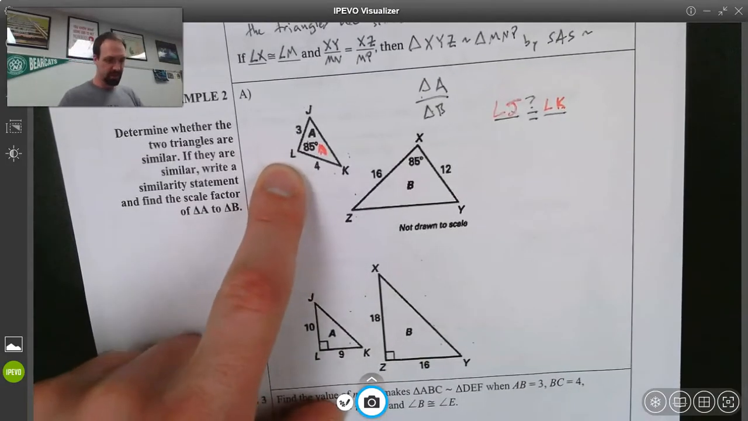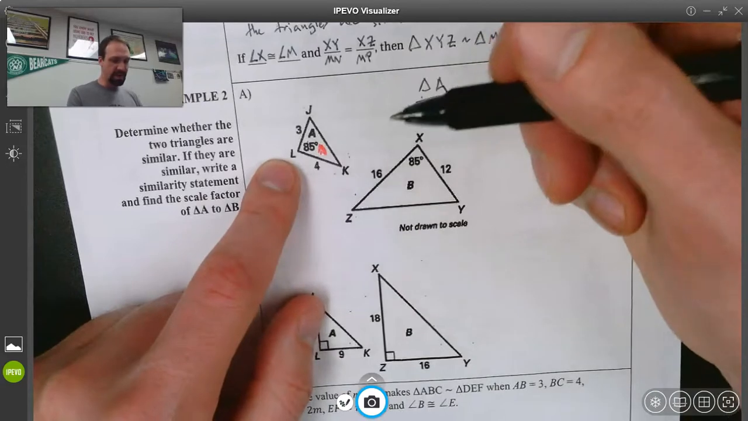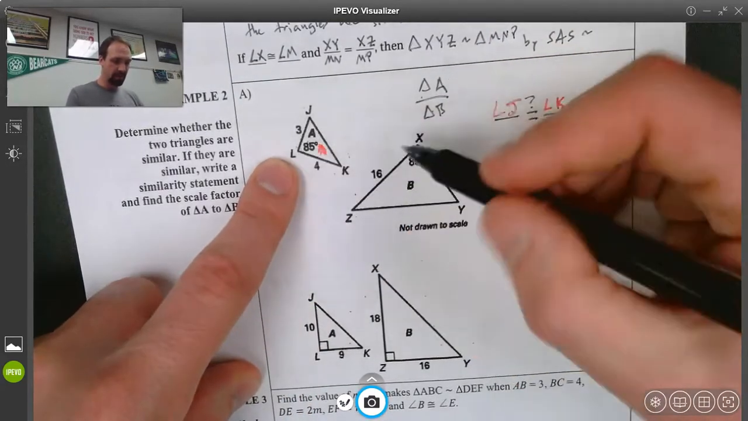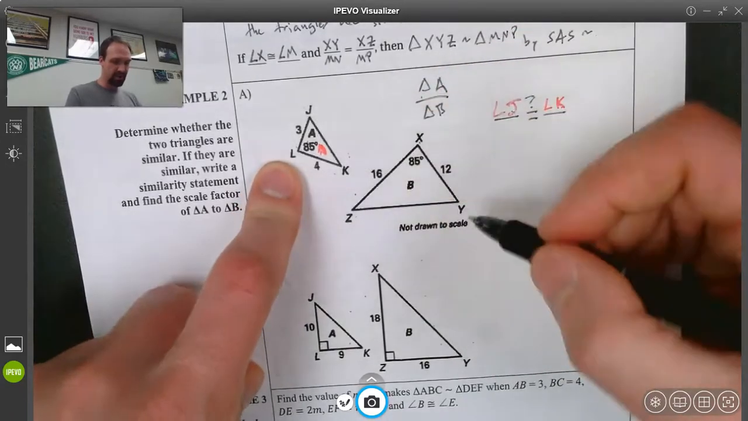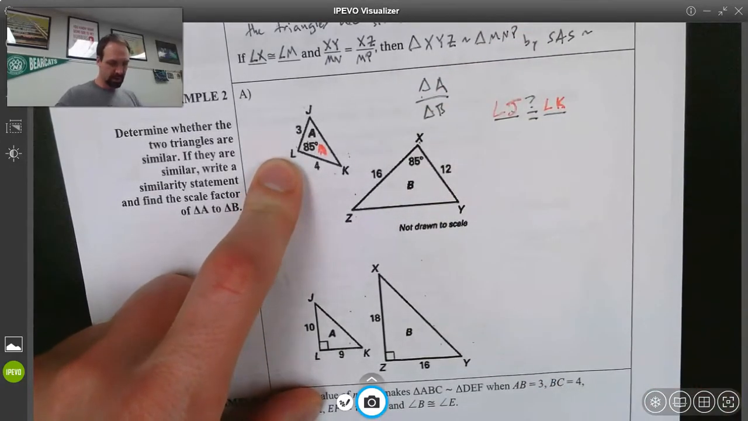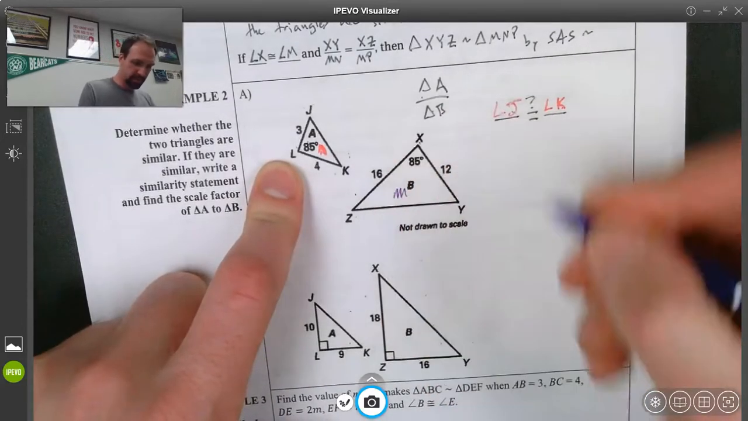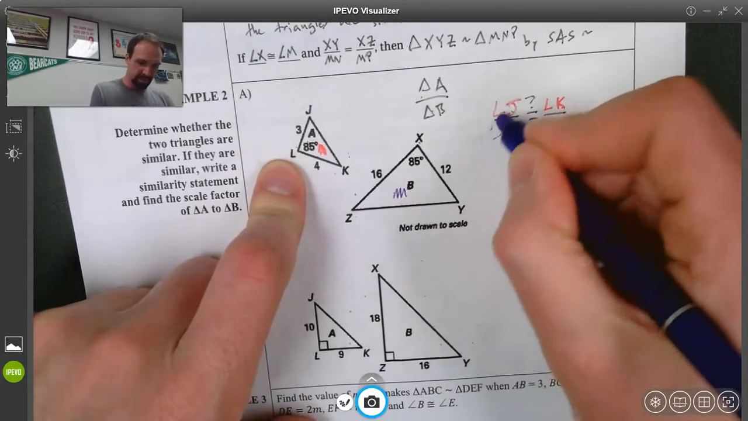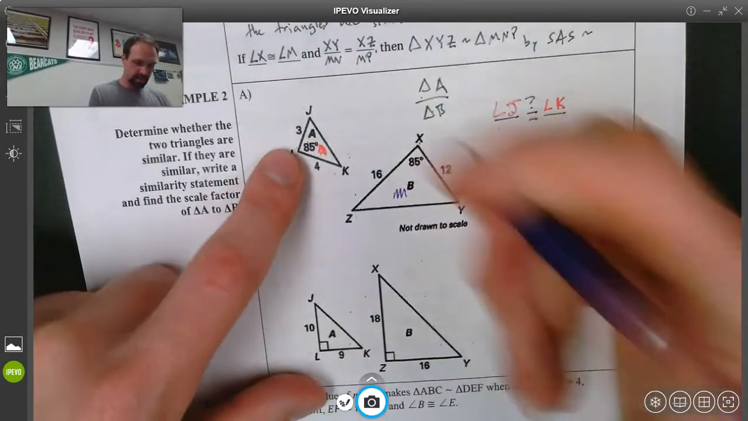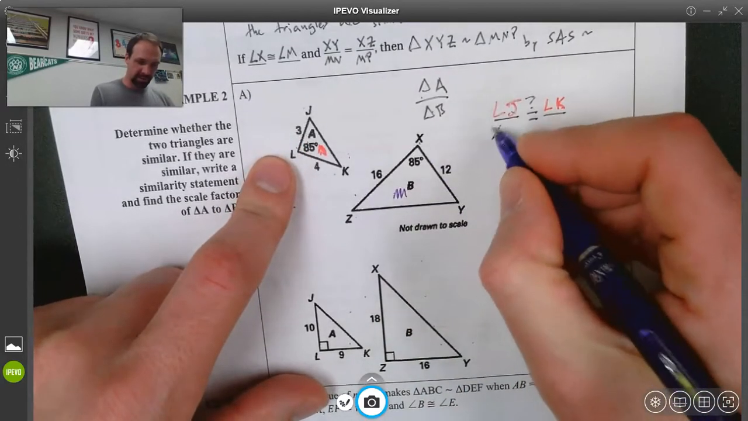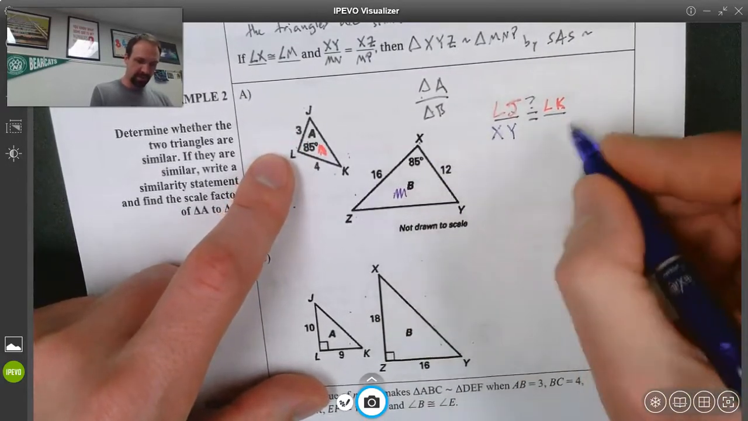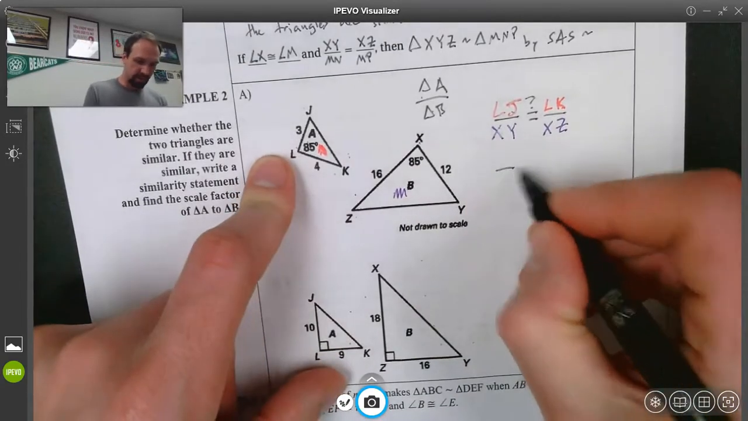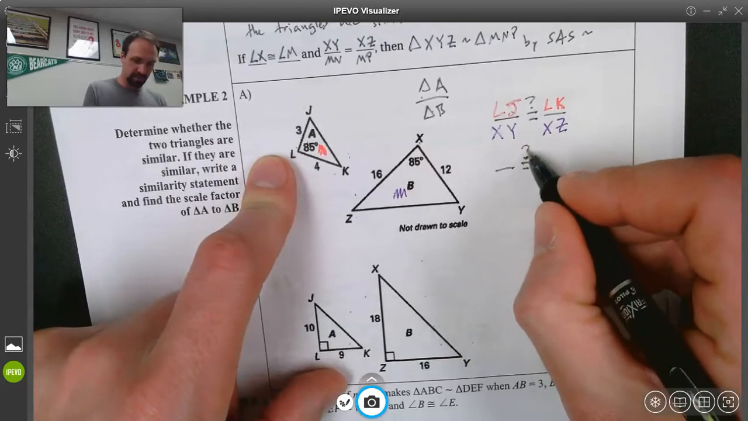And then now, setting this up, I need to make sure that I have these set correctly. So L is matching up with X. That means J is matching up with Y. I'll use purple for this. J is matching up with Y, so that gives me XY for that one, and then XZ for the other one. So now I just need to check if these are proportional, if these reduce to the same value.